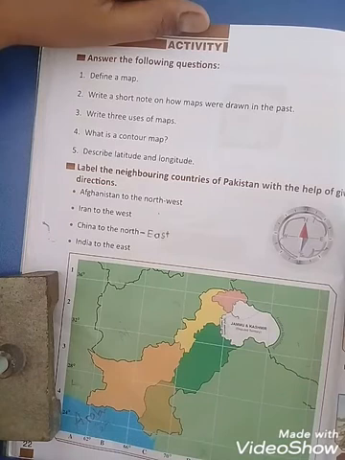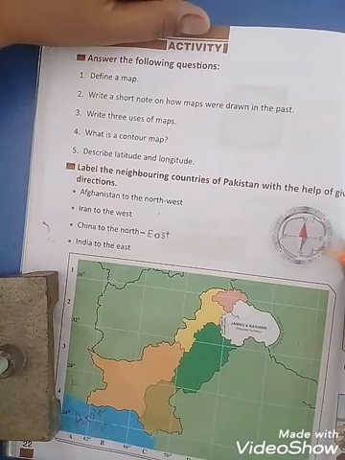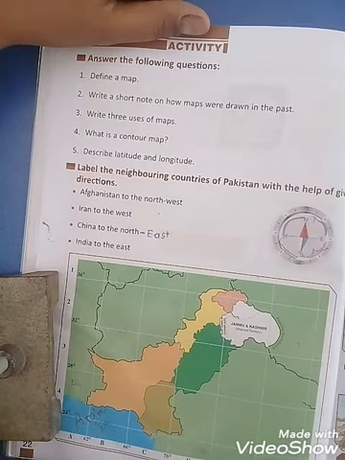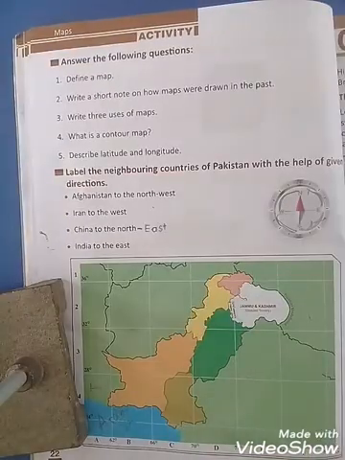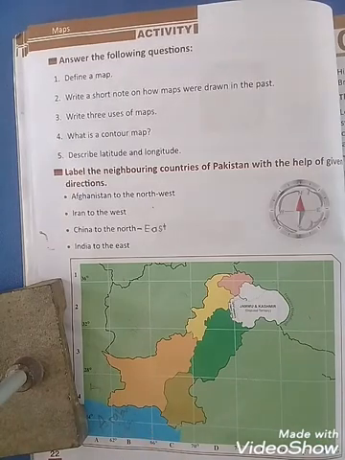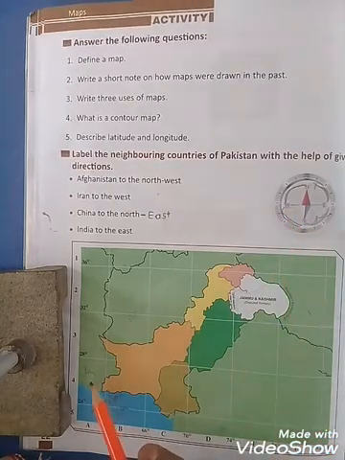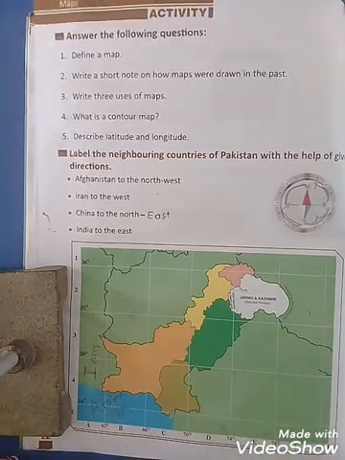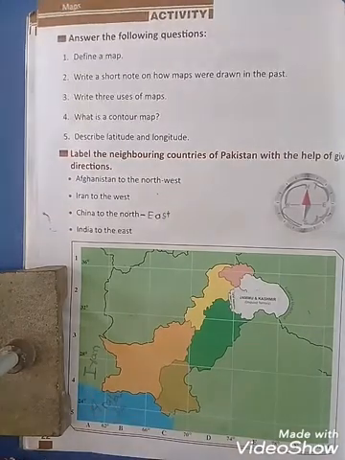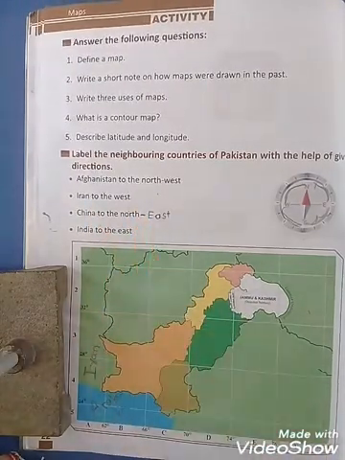So, dear students, look at this direction. This is northeast, this is southeast, this is northwest, this is southwest. So, dear students, in southwest we have Arabian Sea. So, this is west. In west, located is country Iran. Can you read here? Iran to the west.